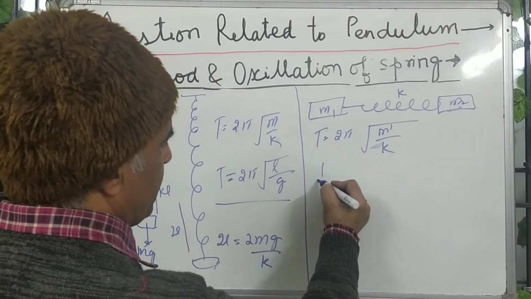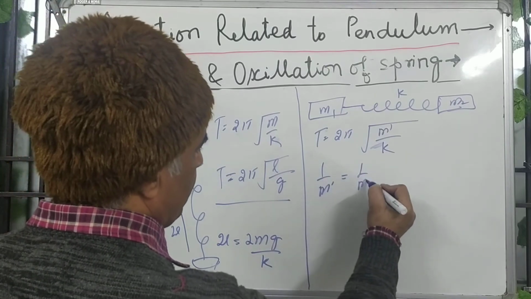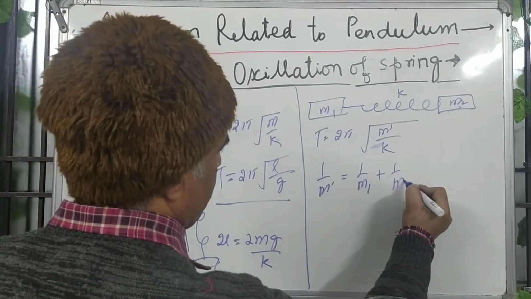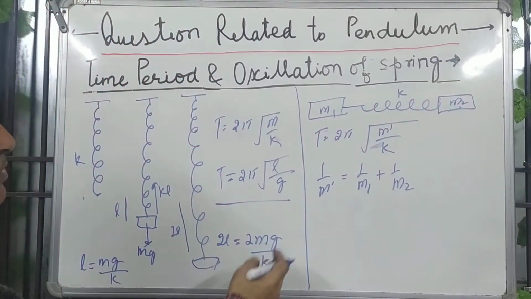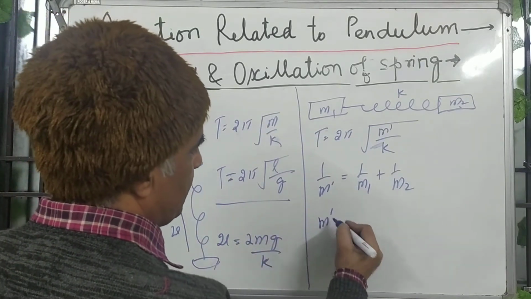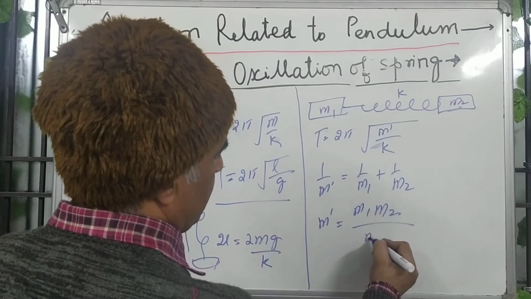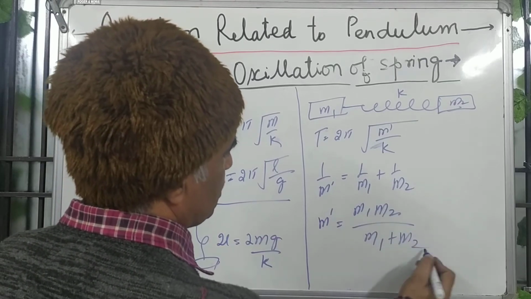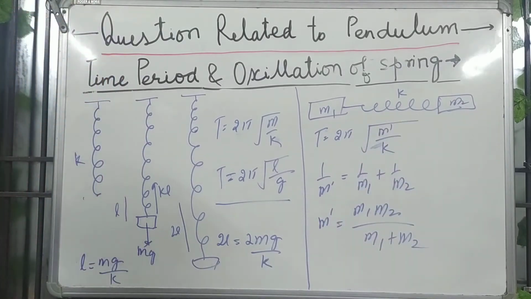In this you will apply 1 upon M dash equals 1 upon M1 plus 1 upon M2. M dash is the effective mass in this spring. From this you will find M dash. This implies M dash equals M1 M2 upon M1 plus M2. This value will be substituted in place of M dash, and this will be the time period.